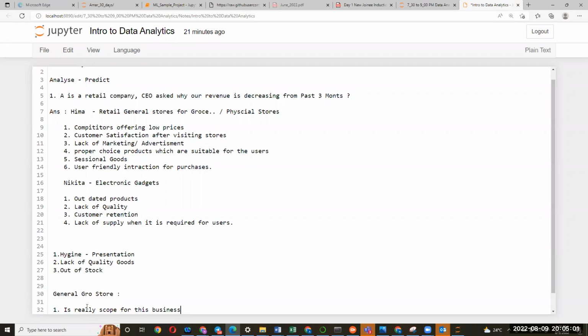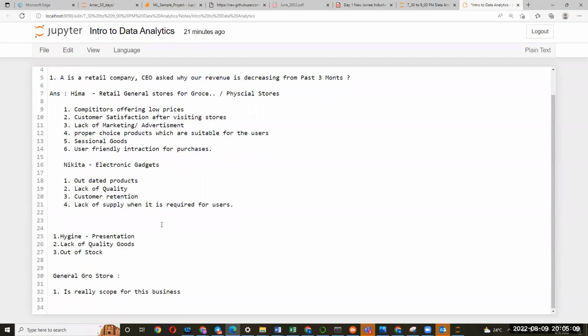We'll take a hypothetical condition: already 5 stores are there. So, the few points that others said, like lack of quality of the goods, any outdated products, there is no hygiene, or it is not easy, it is not user friendly.